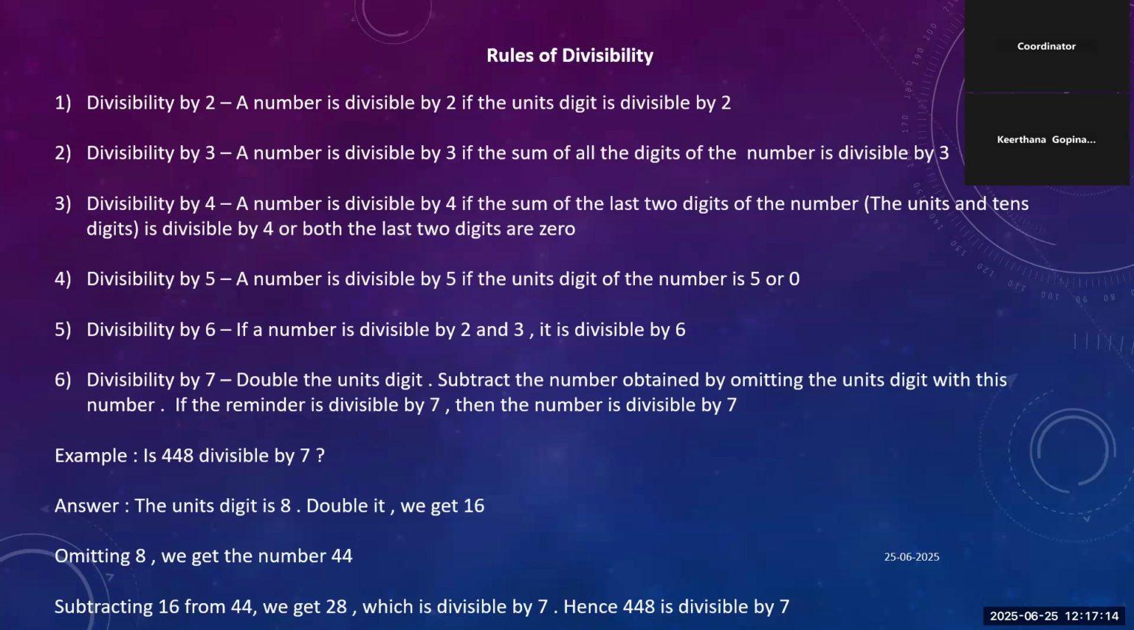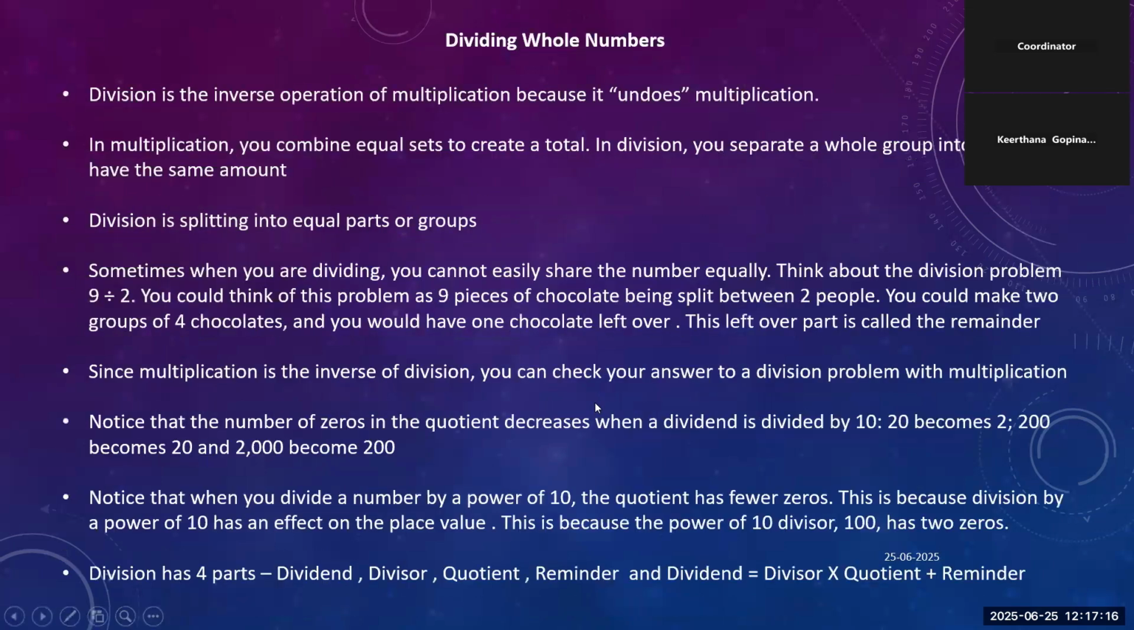So we will look at what is division. Division is nothing but splitting a number into equal parts. Like we said that repeated addition is called multiplication, division is the inverse of multiplication, where we split a number into equal parts. The whole group will be split into parts. When you are dividing, it may not always fall into equal parts.